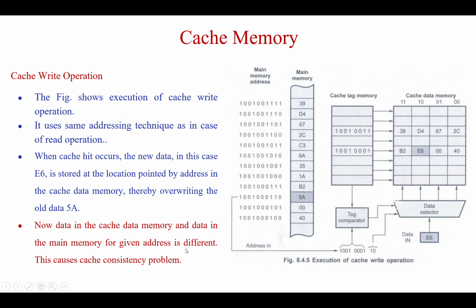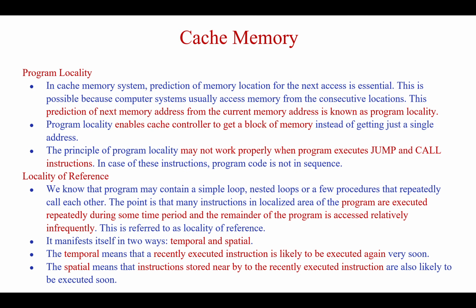Now the data in the cache memory is accessed, and the data in the main memory for the given address is different, because here it is 5A and there it is E6. This causes the cache consistency problem. This can be avoided by updating both the cache memory and the main memory, which we will explain in the next slides.